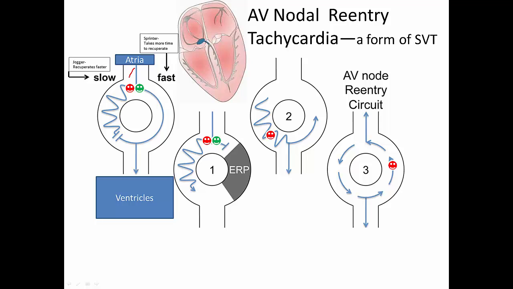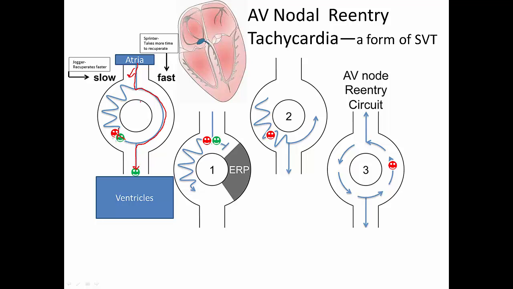The signal comes, and they both go, and so what you see here is that these two have run into each other, and because they've run into each other, they cancel each other out. The energy, or the signal, has nowhere to go, and so the signal gets lost over here. But if you look at what happened, the signal came from the atria, traveled through the fast area of the AV node, and went down to the ventricles.